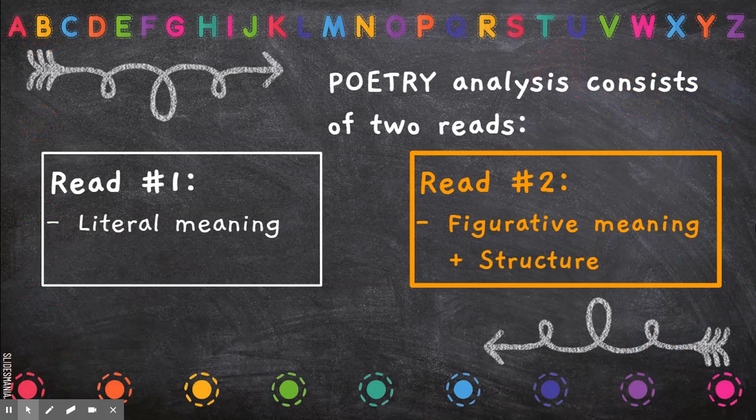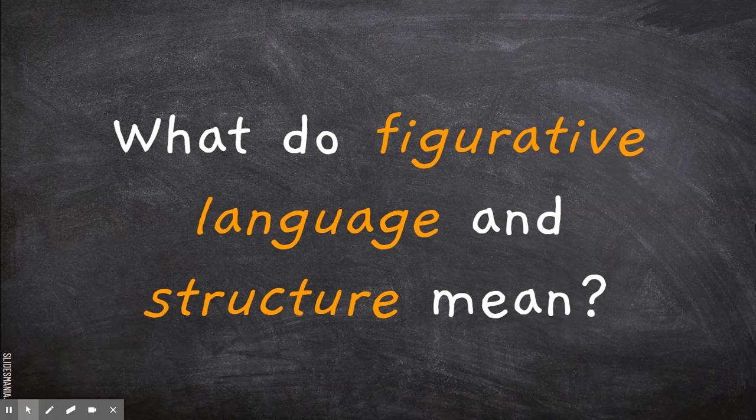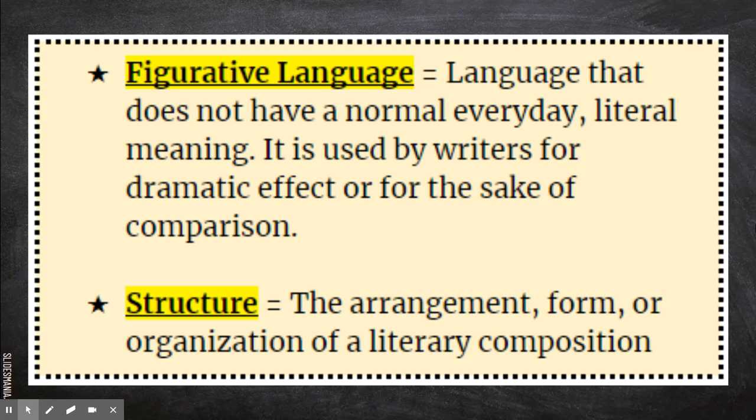We've said before, poetry has two reads, literal and figurative. The second one, figurative, that's our focus for today. But first, what do figurative language and structure mean? In literature, figurative language is language that does not have a normal, everyday, literal meaning. It's used by writers for dramatic effect or for the sake of comparison to deepen understanding. And structure, that's the arrangement, form, or organization of a literary composition, how it's put together.